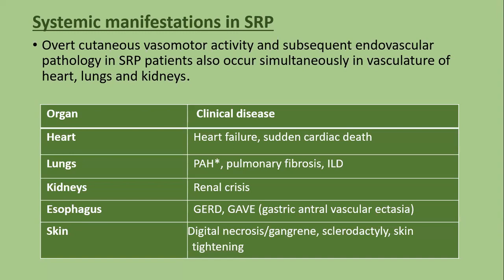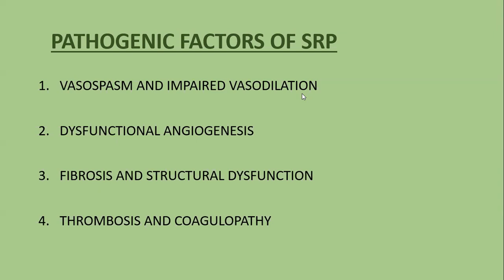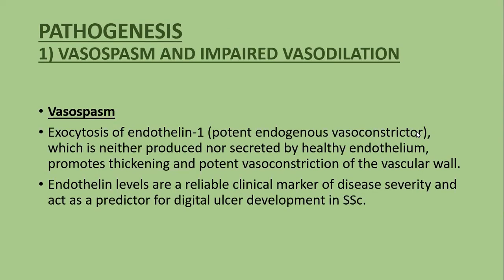In the esophagus, it leads to GERD and GAVE, which is gastric antral vascular ectasia. Skin manifestations include digital necrosis and gangrene, sclerodactyly, and skin tightening. The pathogenic factors in secondary Raynaud's phenomenon include vasospasm and impaired vasodilatation, dysfunctional angiogenesis, fibrosis and structural dysfunction, thrombosis, and coagulopathy. So factors number 3 and number 4 are not seen in primary.